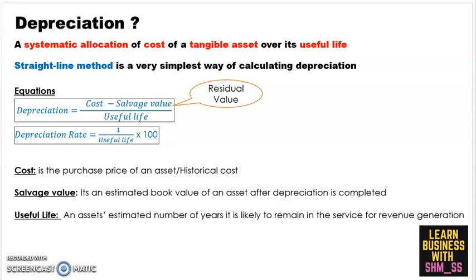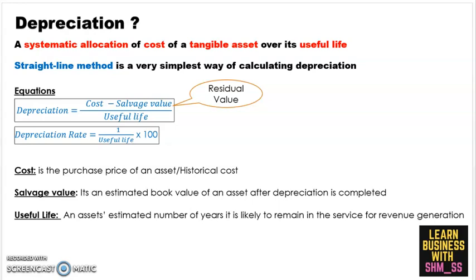depreciation. So straight line depreciation is equal to cost less salvage value divided by useful life. For salvage value, we have another word called residual value, and depreciation rate is equal to 1 divided by useful life into 100. This is expressed as percentage. Let us go to the terms definition.